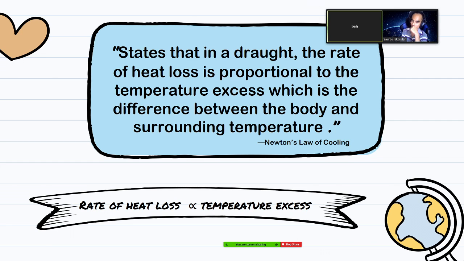Next. So this is Newton's law of cooling. Newton's law of cooling states that in a draught, the rate of heat loss is proportional to the temperature excess, which is the difference between the body and surrounding temperature. Rate of heat loss is proportional to the temperature excess.